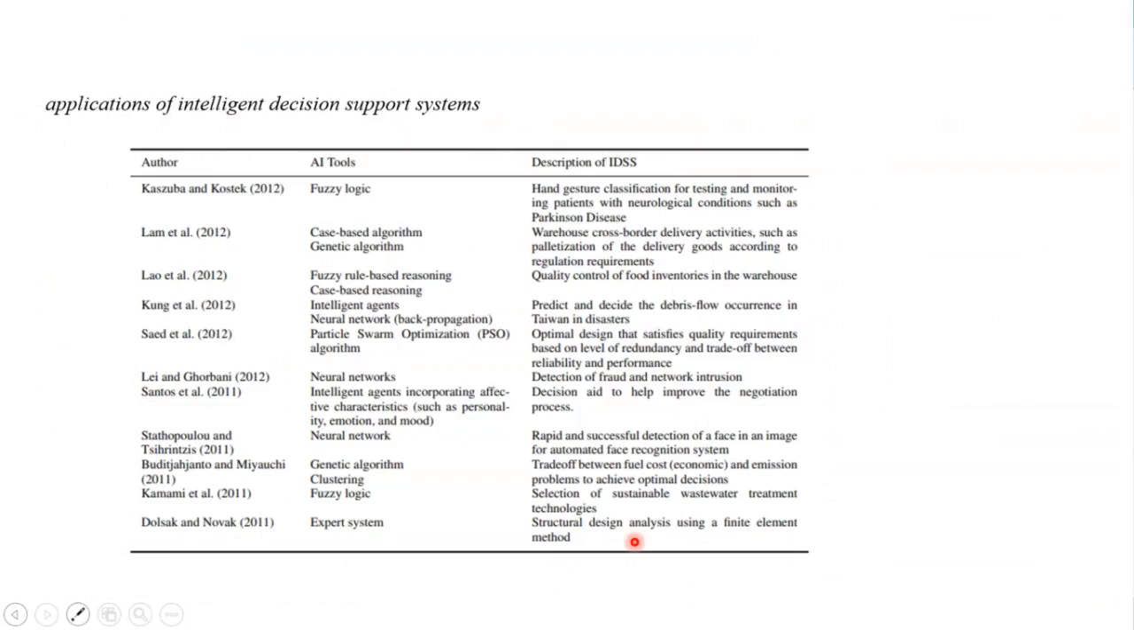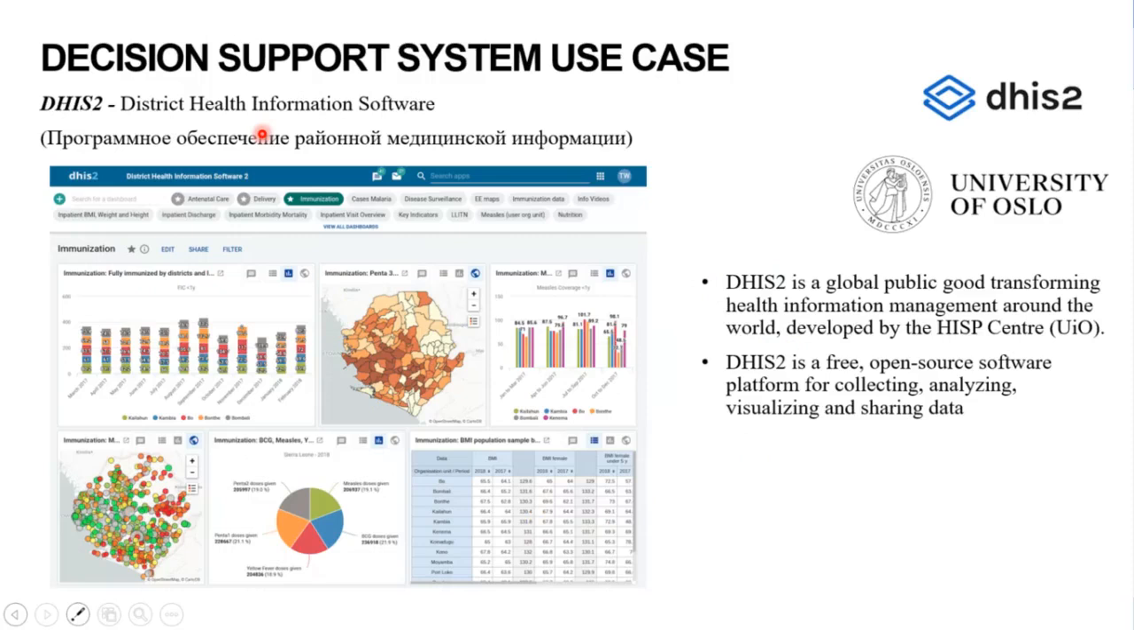Now, apart from decision support systems, we also have intelligent decision support systems, which means that they are not just for supporting decision making, but they are also intelligent. So they have some algorithms in the background that are able to help experts. We have different types of intelligent decision support systems, and I'm going to give some case studies.